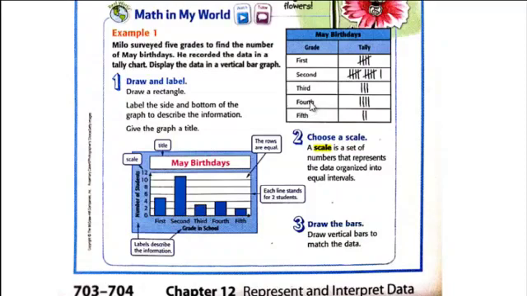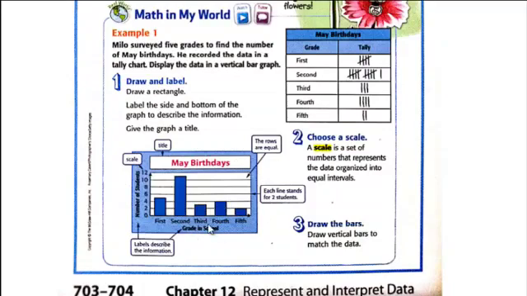Here in front of fourth grade there are 4 tally marks. So draw these 4 tally marks here as a bar and stop here at number 4. Here in front of fifth grade there are 2 tally marks. So draw these 2 tally marks here as a bar and stop here at number 2. And this diagram is called a vertical bar graph.